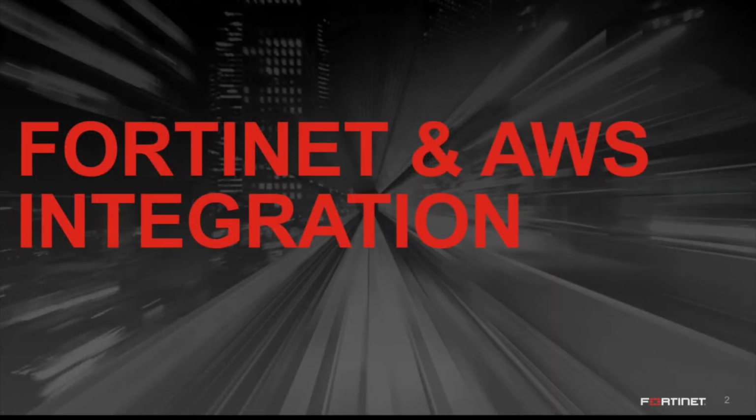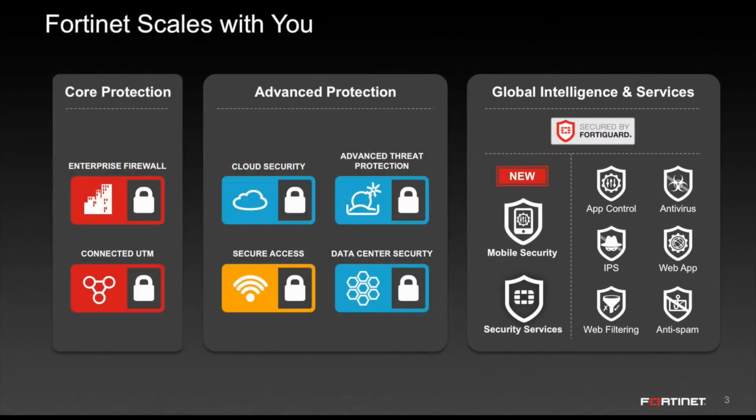If we look at the integration component, the first thing that we'll talk about is core protection, the advanced protection, and our global intelligence and services secured by our FortiGuard. The biggest benefits there are the mobile security and the security services that you get, and that includes your app control, your antivirus, your IPS, web app, web filtering, and anti-spam. There are other things like your IP reputation that's also included in there.